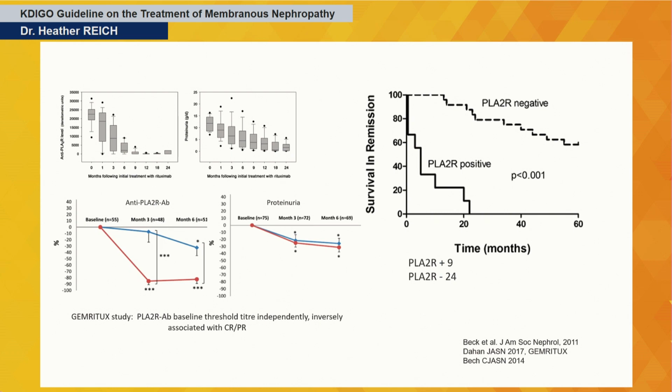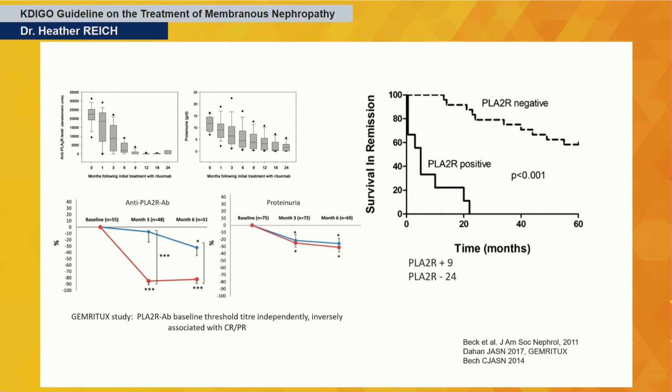In the top left panels, we see two figures from 2 cohorts of patients with membranous nephropathy treated with rituximab, a total of 35 patients. Over time, you can see on the left anti-PLA2R antibody level, on the right proteinuria titer, and over time, anti-PLA2R level falls in parallel and slightly preceding a fall in proteinuria.